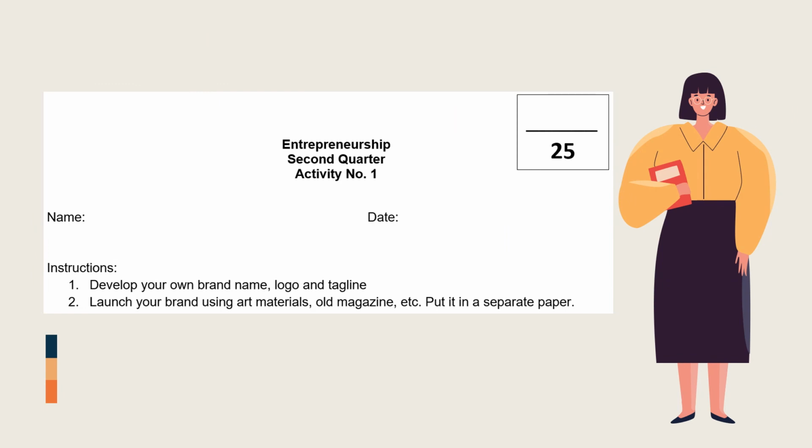So for your activity number 1 for the second quarter, first is you develop your own brand name, logo, and tagline. So you can use Word or you can draw your brand or your logo. You can use Photoshop, Canva, or other materials that you can develop your own brand name, logo, and tagline. Then next one is launch your brand using art materials, old magazines, etc.